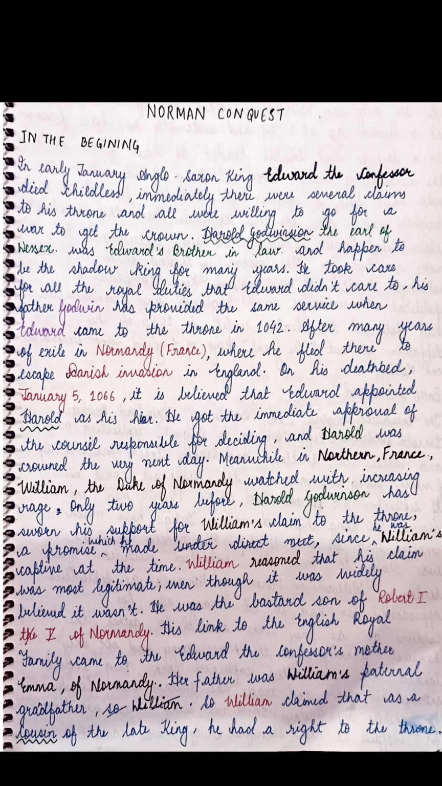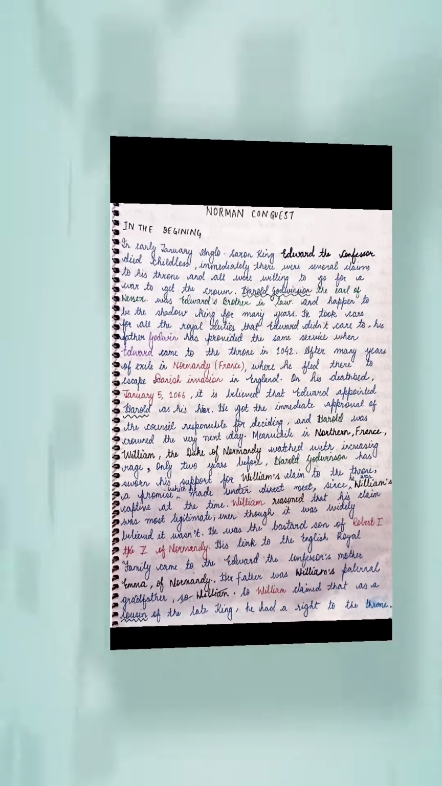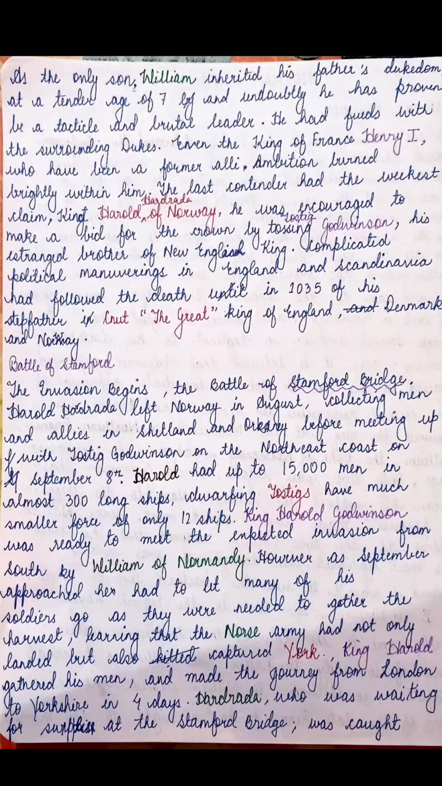His link to the English royal family came through Edward the Confessor's mother. Edward's mother was Emma of Normandy, and her father was William's paternal grandfather. So William claimed that as a cousin of the late king Edward the Confessor, he had a right to the throne. As the only son, he inherited his father's dukedom at a tender age of 7.